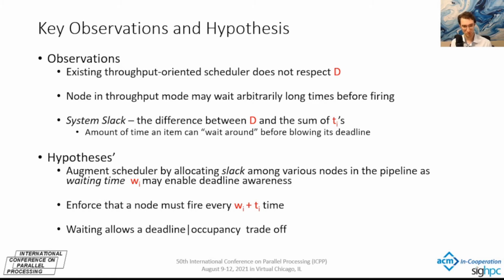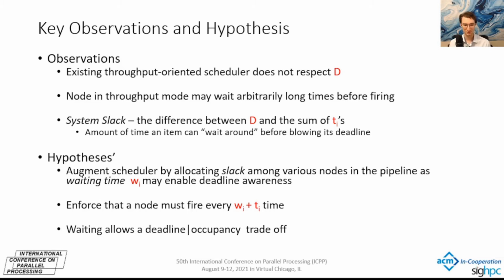We then observe that there is a term we call system slack, which is the difference between an item's deadline and the amount of time it will take to process that item, which is the sum of TIs. This system slack could be thought of as the amount of time an item can wait around in the pipeline before blowing its deadline.